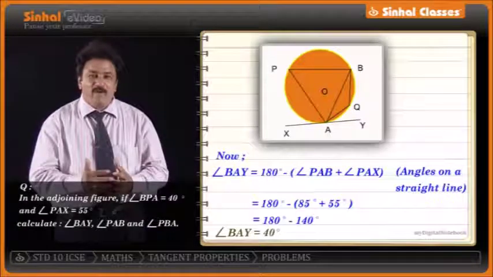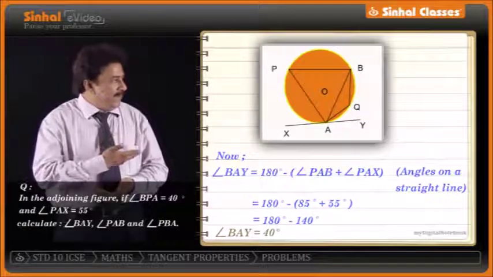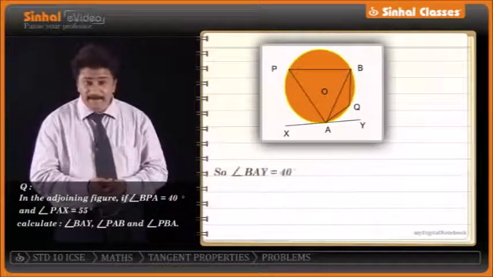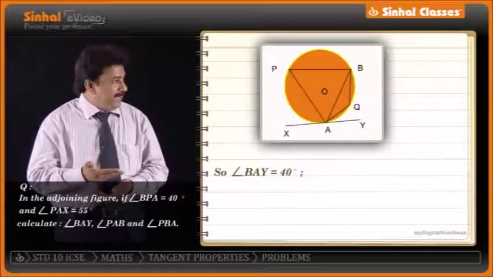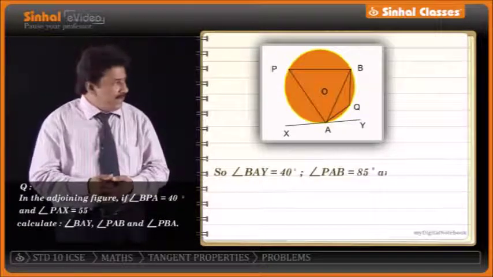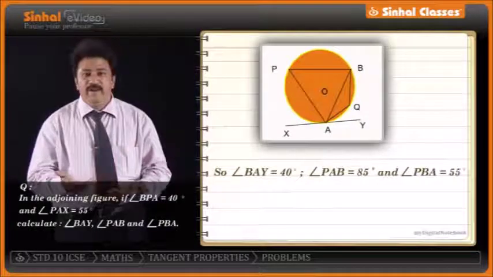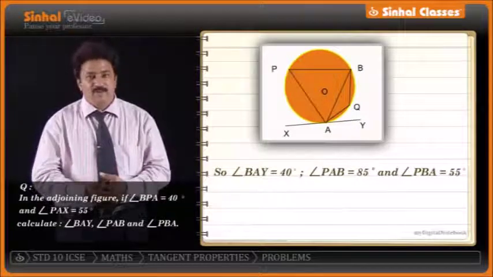So I got the measurement of all the three angles which are required. What are the answers we got? Angle BAY is 40 degree. Angle PAB is 85 degree. And the last one, angle PBA is nothing but 55 degrees. And the sum gets over.